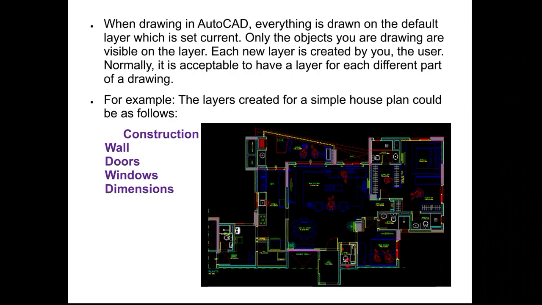Each new layer is created by you, the user, so normally it is acceptable to have layers for each different part of a drawing. For example, the layers that are created for a simple house plan could be as follows. You can have separate layers for construction, separate layers for walls, doors, a different layer for windows, as well as another one for dimensions. And they can be assigned different colors as you can see from this drawing.